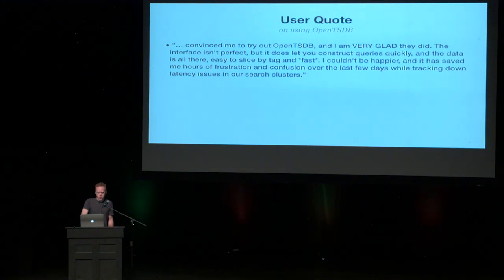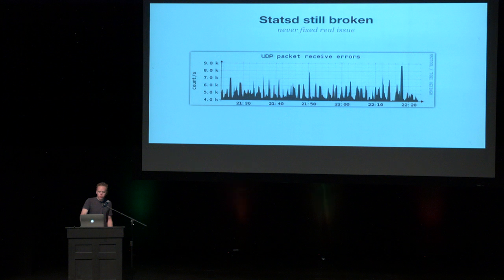At this point, we have OpenTSDB and Graphite for application monitoring. Ganglia is still there for system metrics, but how the metrics are getting to the backend system is still broken. We never really fixed this issue. We kind of just punted it off for a little bit.